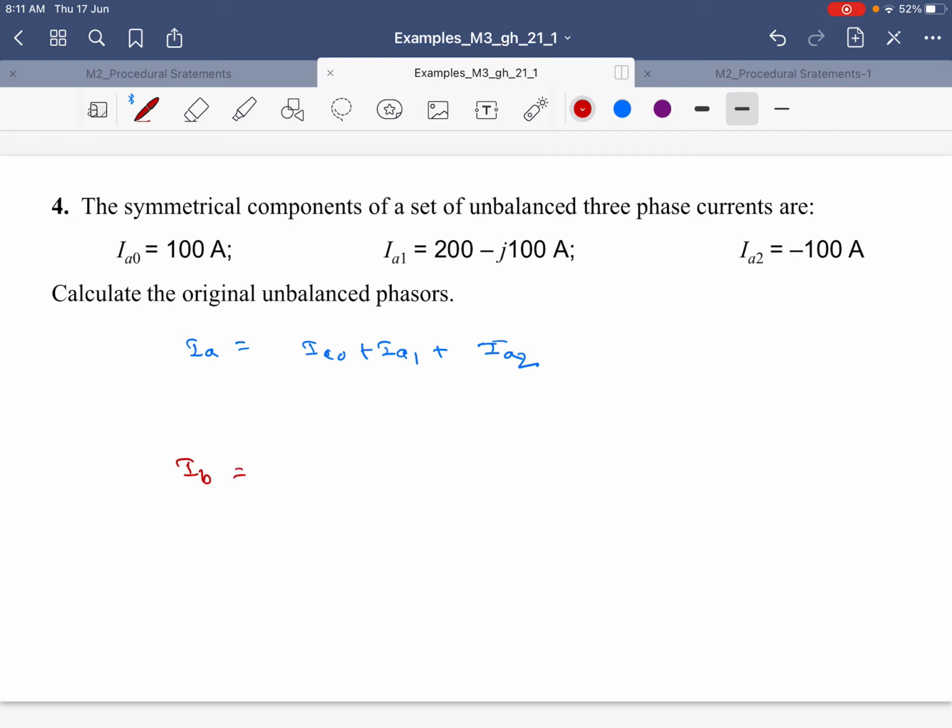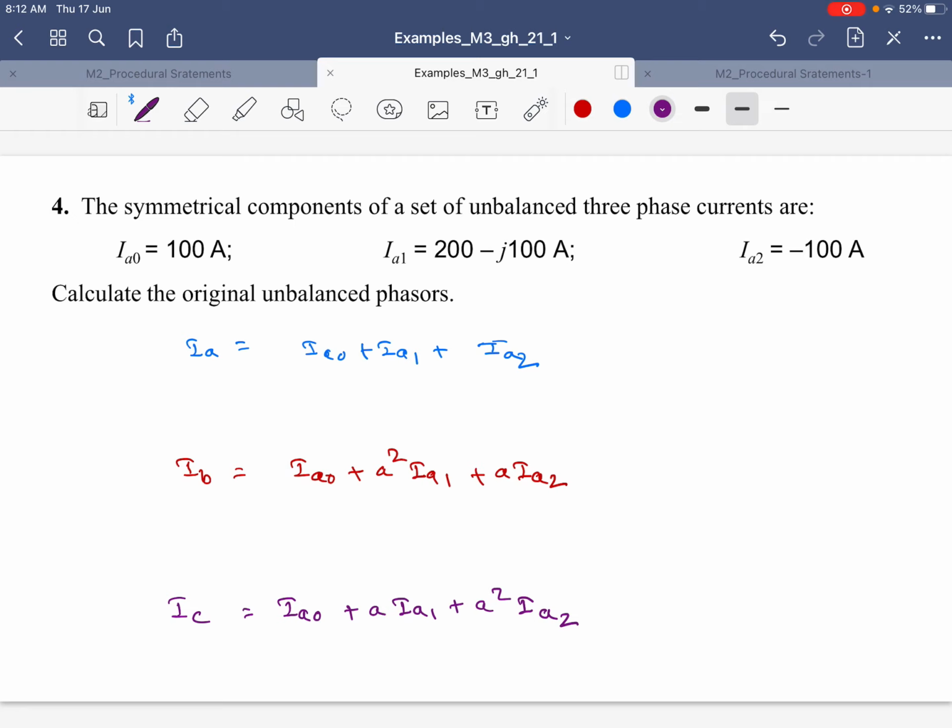The expression for IB, all expressed in IA naught, IA1 and IA2, is IA naught plus A square times IA1 plus A times IA2. Similarly, IC is expressed as IA naught plus A times IA1 plus A square times IA2. This is how you calculate: use the given values, and substitute the appropriate values of A and A square in the equation to get the results.